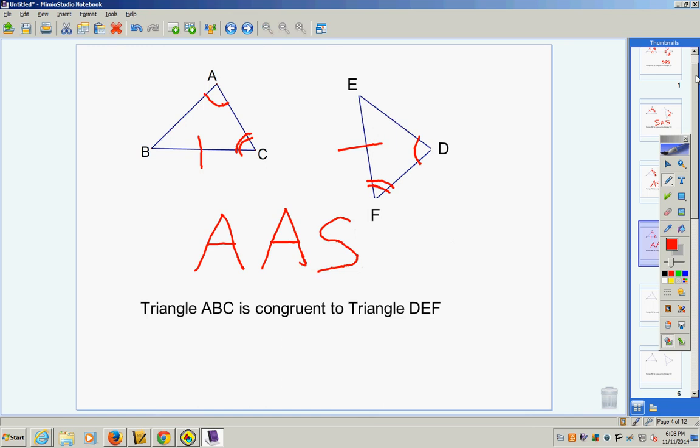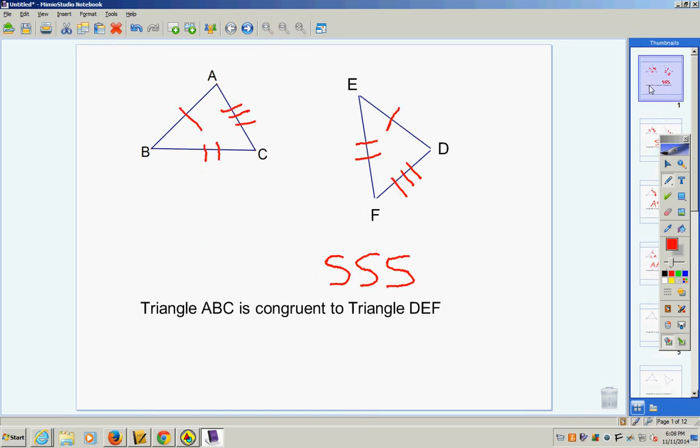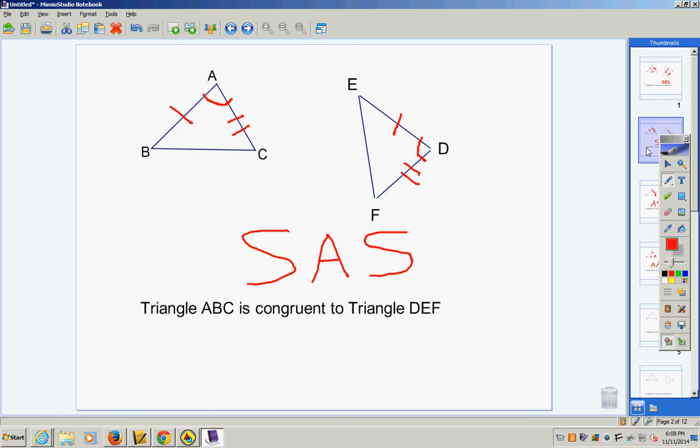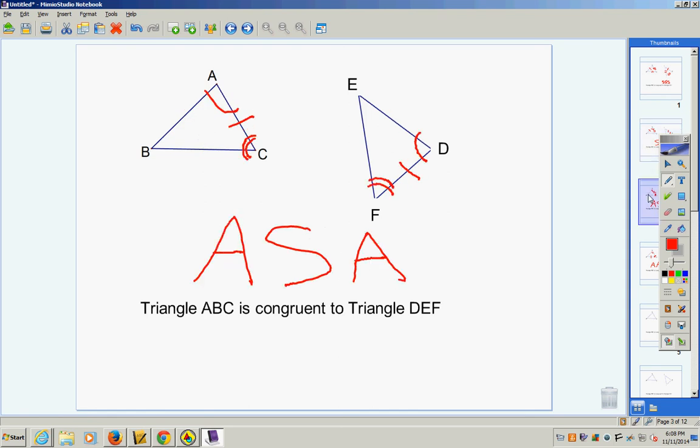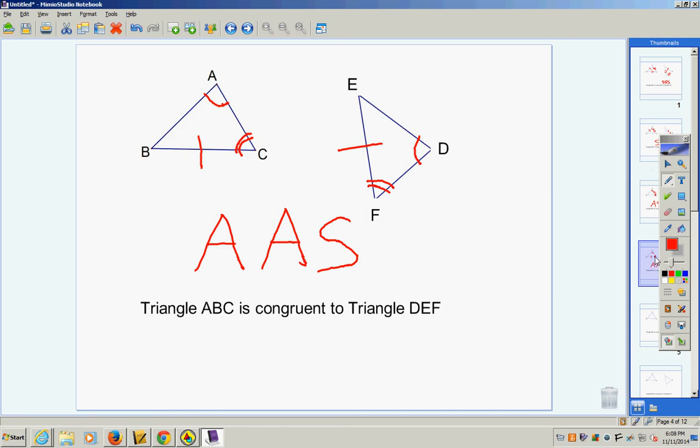Okay, so let's recap the ways that we can prove triangles congruent so far. We have side, side, side, side, angle, side, angle, side, angle, and angle, angle, side. Okay? Now, I told you that there were 5, right? Well, the other one works only with right triangles.